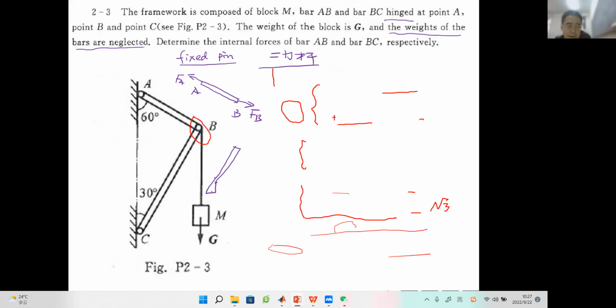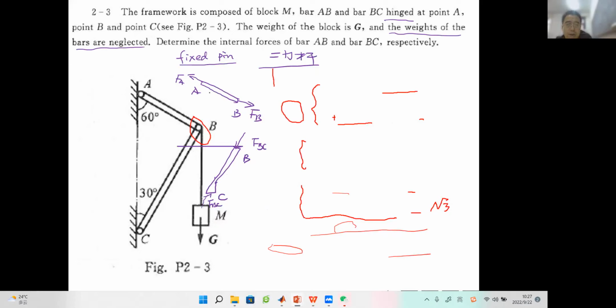I'm sorry, it's very ugly, but I hope you guys can understand me. So this is FBC, and this is FBC. I write subscript B and C just to differ from this FB. So maybe these two forces will be away from each other, maybe they will point to each other.